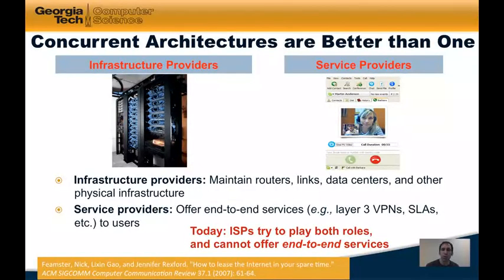Given the technologies to build virtual networks, researchers then began exploring how this technology could be used to facilitate the introduction of new services and speed the pace of innovation. One of those architectures was called CABO, or Concurrent Architectures Are Better Than One. This architecture offered the insight that the infrastructure providers, or those parties that maintained routers, links, data centers, and other physical infrastructure, could operate independently or separately from the service providers that offered end-to-end services on top of that infrastructure.